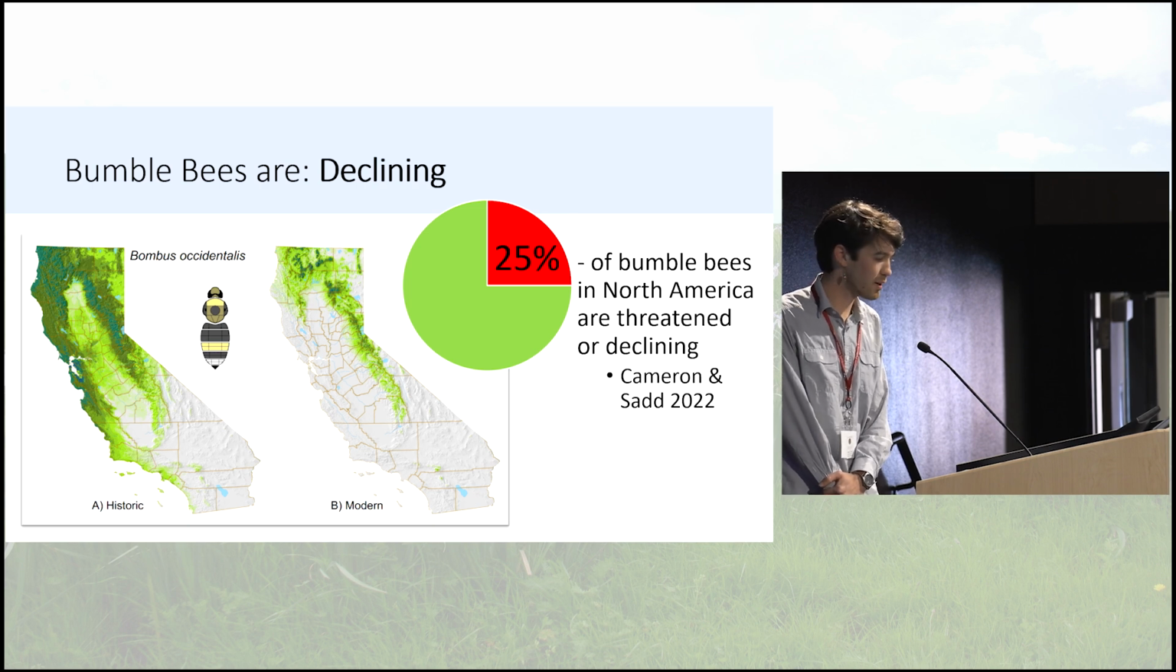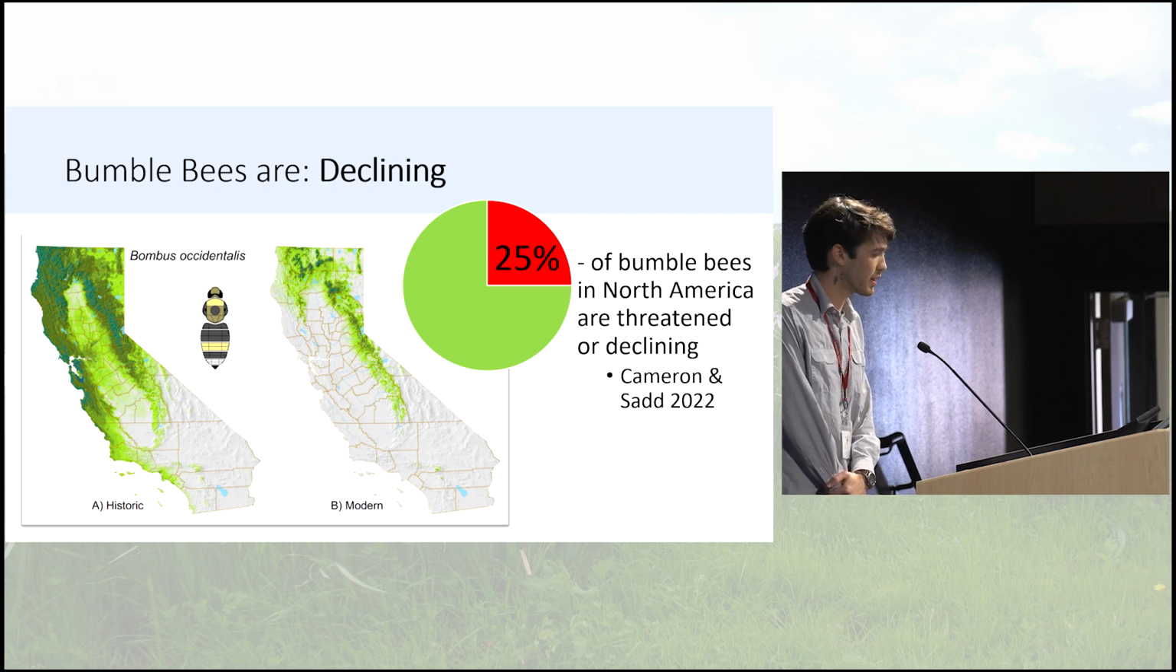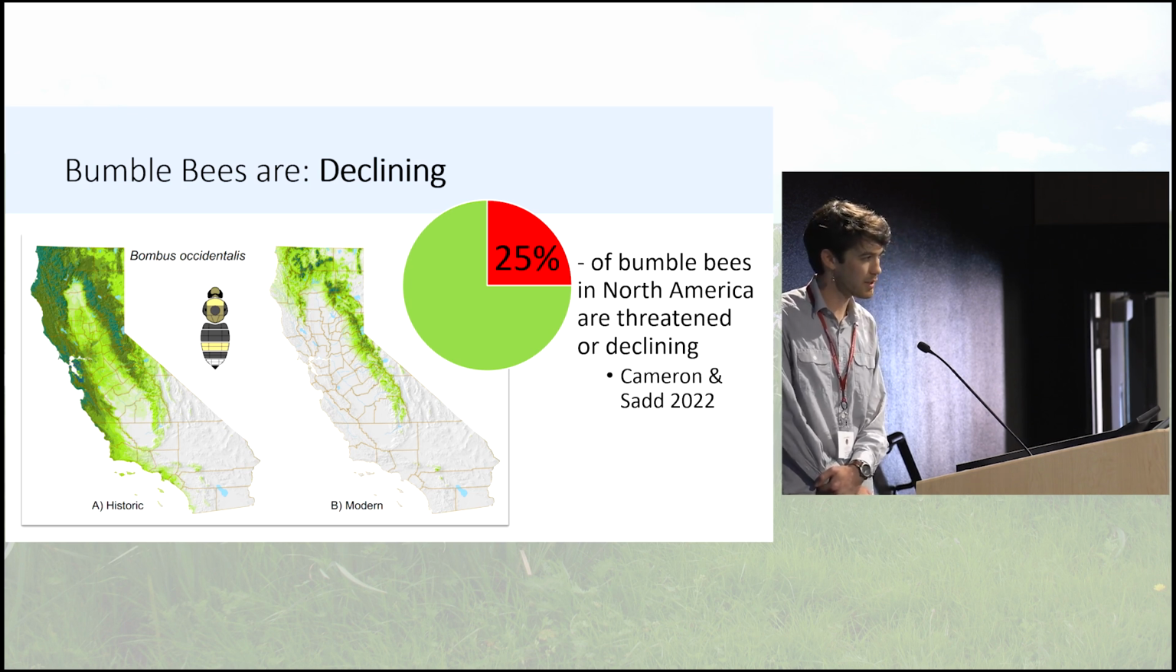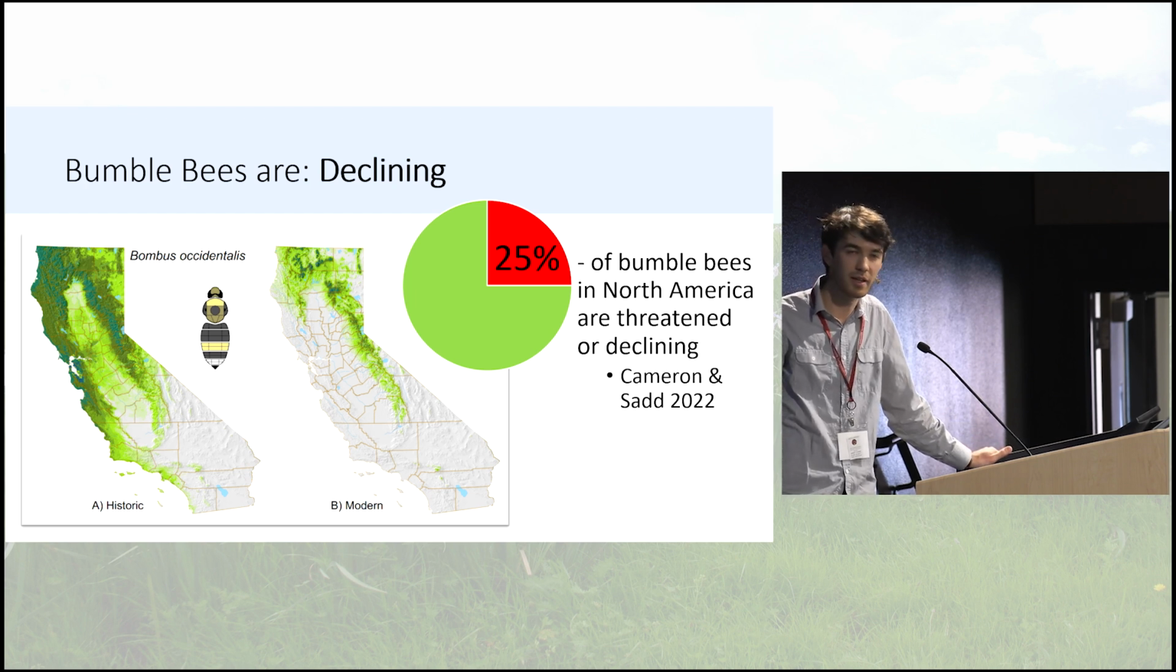Unfortunately, like many of our native insects, many bumblebee species are declining. A study from 2022 showed that a quarter of bumblebees in North America are threatened or declining. We'll circle back to some of these declining bees in a second, but I wanted to highlight Bombus occidentalis, the western bumblebee, in this map. It used to be one of the most common bees in the Bay Area, and it's had the biggest range contraction of any bumblebee in the state. It hasn't been seen in the Bay in 20 years. And there's also at least 3 other bumblebees that have been extirpated from the Bay.